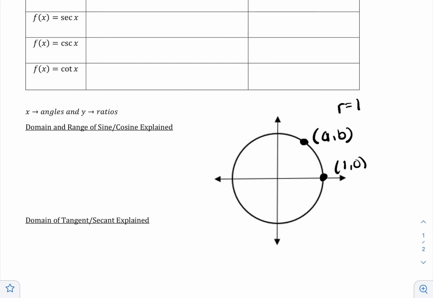So this was (1, 0), (0, 1), (-1, 0), (0, -1).